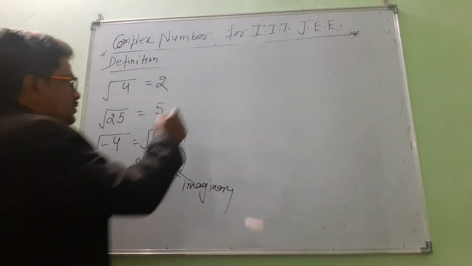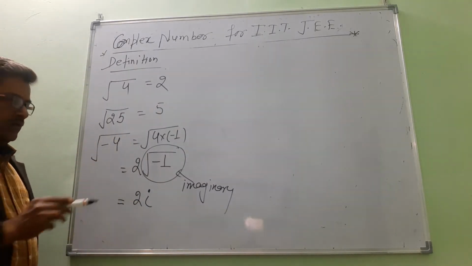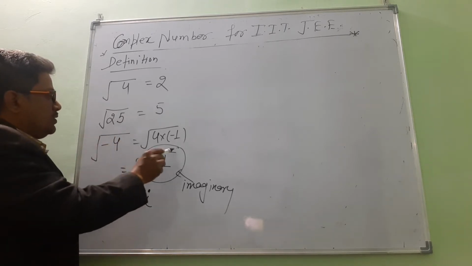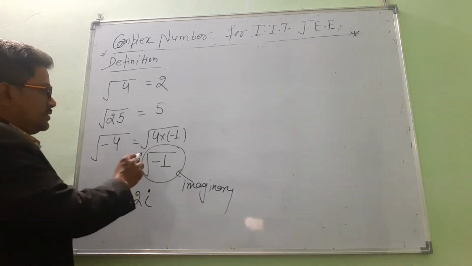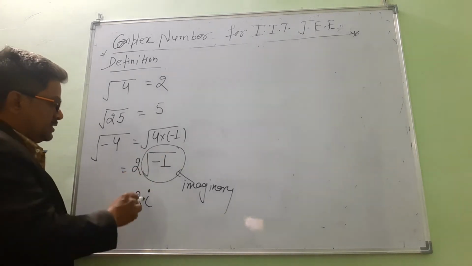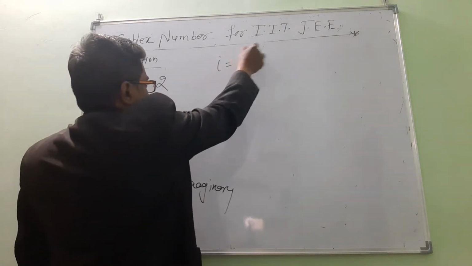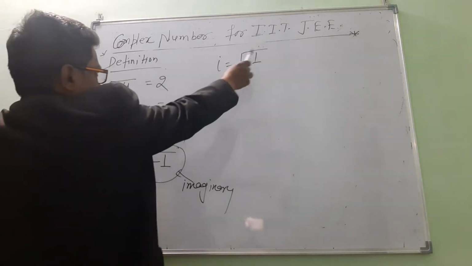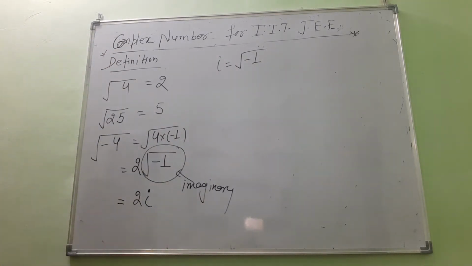Okay? So value of root minus 4 is not 2 iota. Root minus 4 is not equal to 2 iota. Value of root minus 4 is 2 root minus 1. So this cannot be found. We don't want to write such large root minus 1. In place of root minus 1, we will use symbol I. So I is the symbol of root minus 1, only symbol. So I means root minus 1.